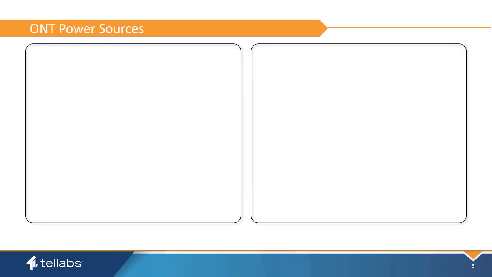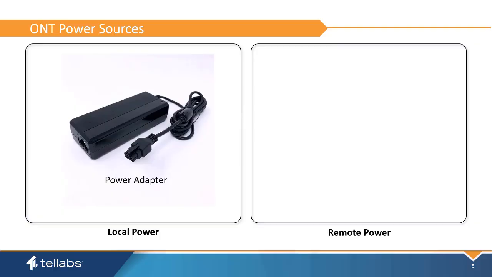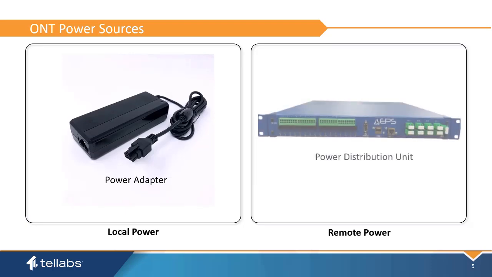DC-powered ONTs can be powered in two ways, locally or remotely. Local powering requires the use of AC to DC power adapters. These devices require the use of an AC outlet. This solution can be used if there is an AC outlet within 8 feet of the ONT. Remote powering relies on power distribution units. Using a PDU provides flexibility in the mounting location of the ONT, as the ONT does not rely on commercial AC power.